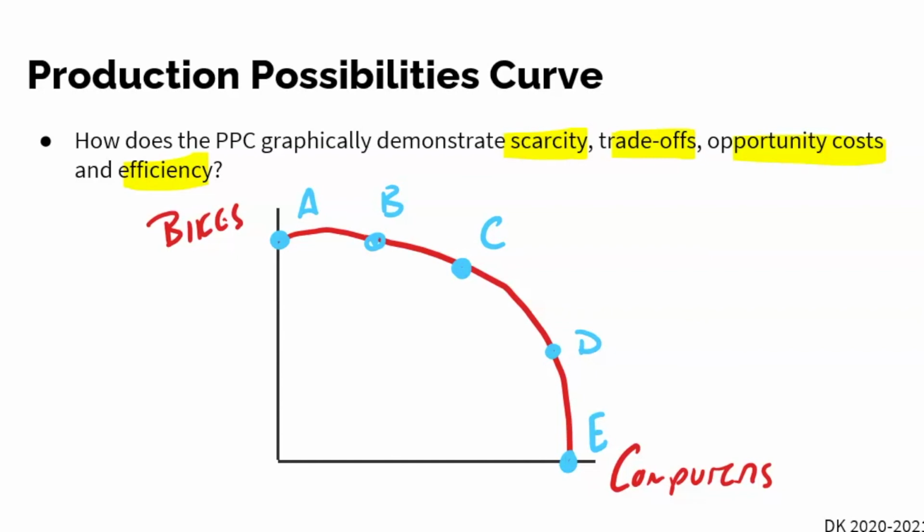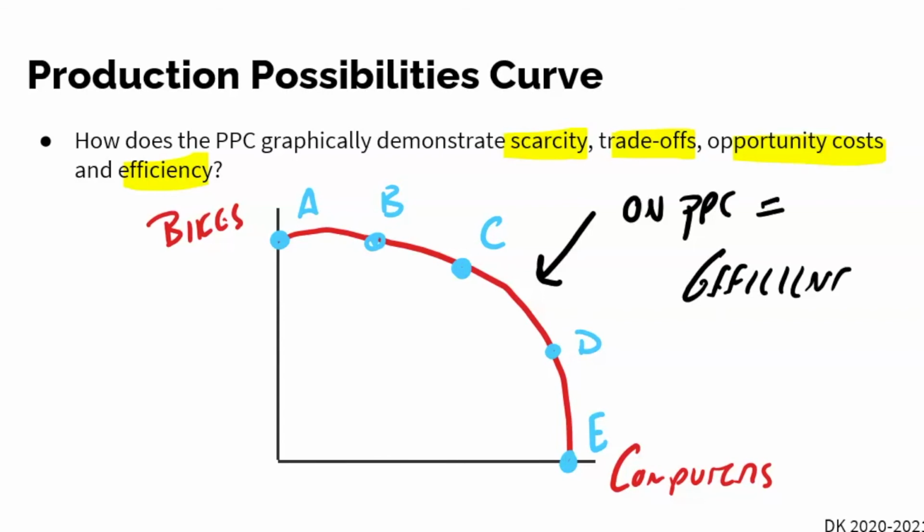Well, what about efficiency? Luckily for us, efficiency is pretty simple. If they are anywhere on the PPC, they are efficient. So on this graph, if they are at any point on this red line, this country is being efficient. They are using all their resources, their full employment of goods. If the point falls inside the curve, let's call this point G, then they are being inefficient.